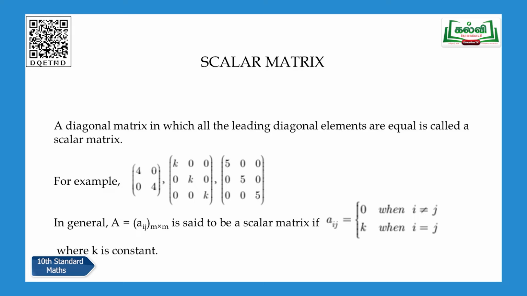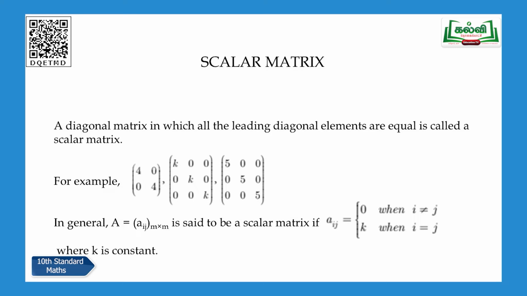So, what do you mean by scalar? A diagonal matrix in which the leading diagonal elements are equal is called a scalar matrix. So, diagonal matrix means the leading diagonal should have numbers, and all other elements are 0. The same way, the diagonal matrix in which leading diagonal elements are all equal is called a scalar matrix. For example, 4 0 0 4.